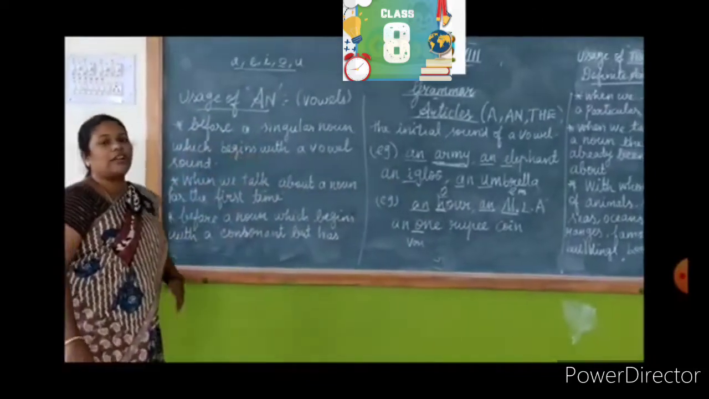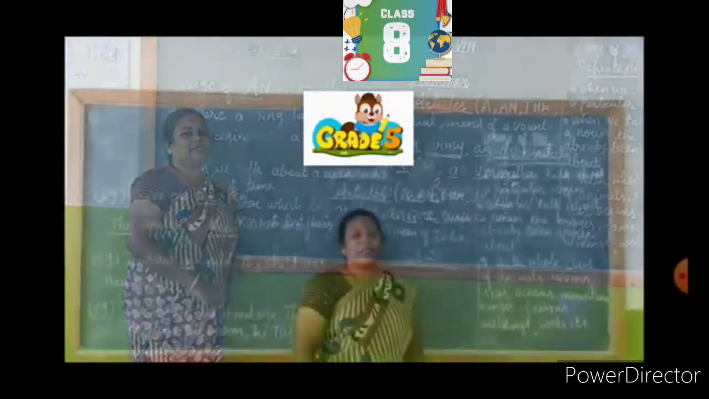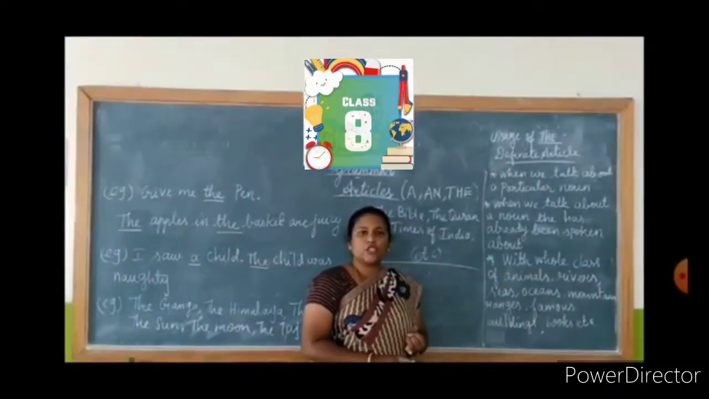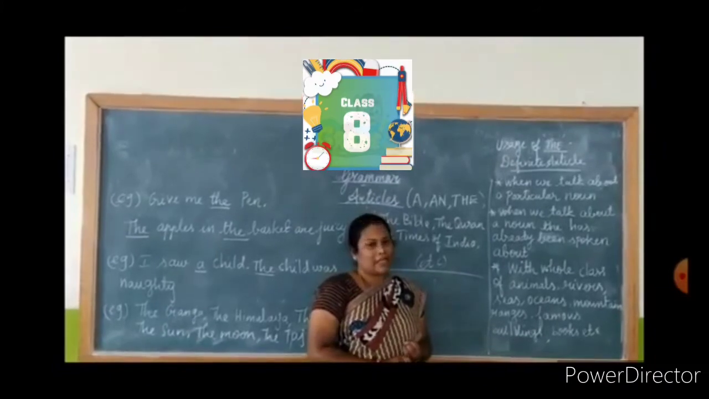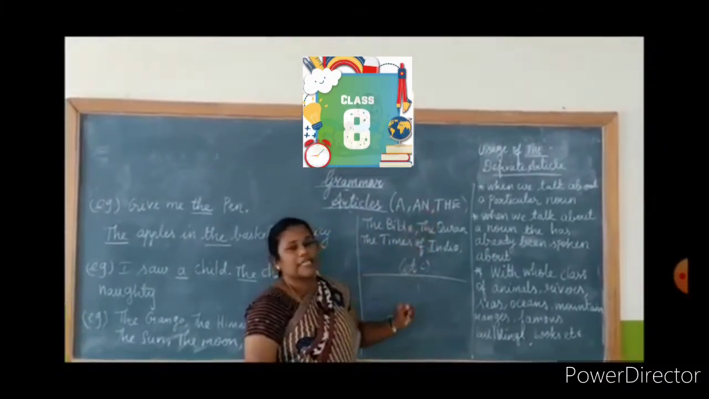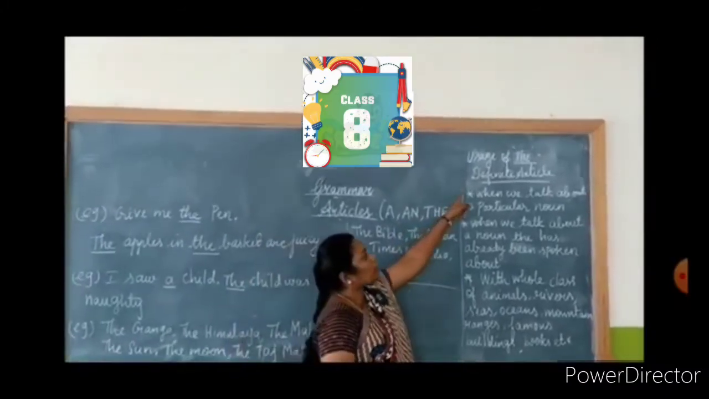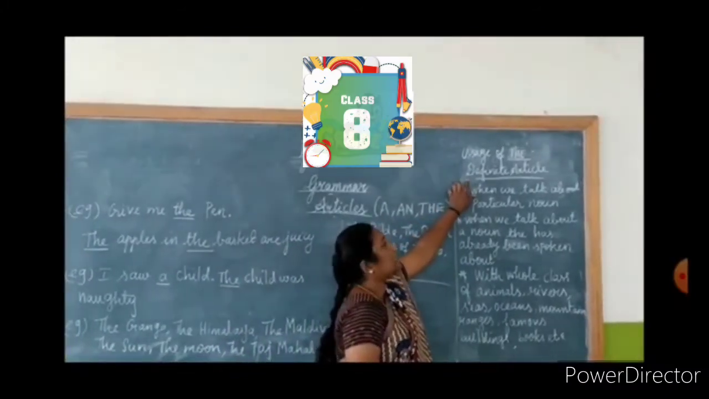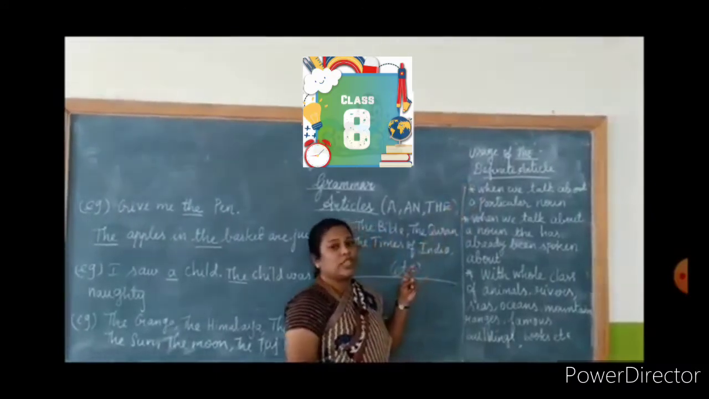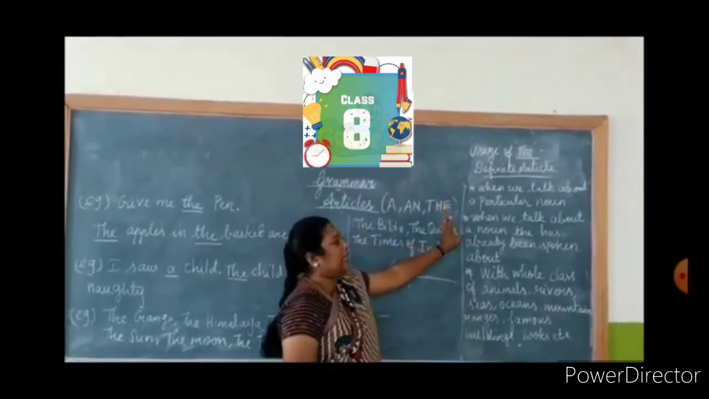Let's move on to the definite article the. We have completed the indefinite article a and its usage rules with some examples. Now we are going to move on to the next article, the. What type of article is it? Very good, it's a definite article. So now we are going to see the usage of the definite article the.